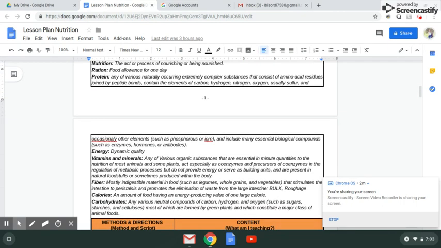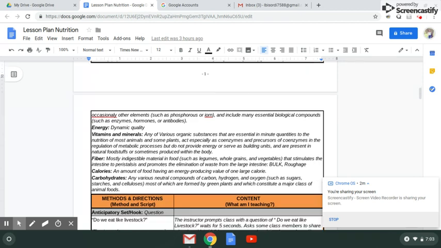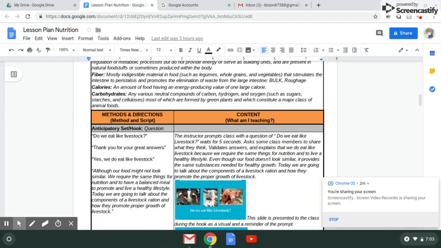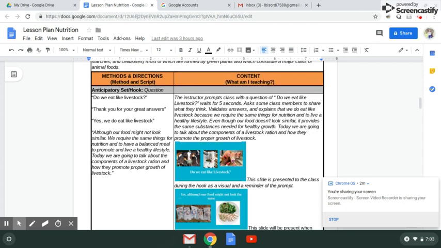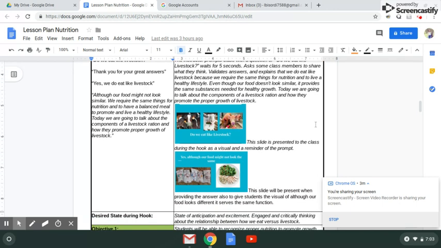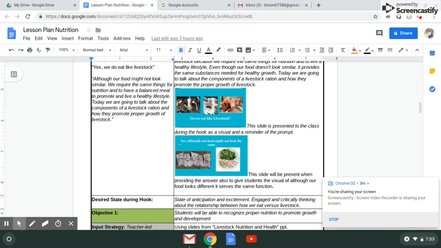Here is some academic language that's utilized throughout the presentation. This is here so you have a definition, or if a student asks, you can share it with them, just for your sake. Here is ultimately the content, the meat and potatoes of my lesson. In the methods and directions section, that is ultimately the script, what you would say, where the content is what you're teaching and why you're teaching it. Also, there are some notes for yourself of what slides should be up and that kind of thing.